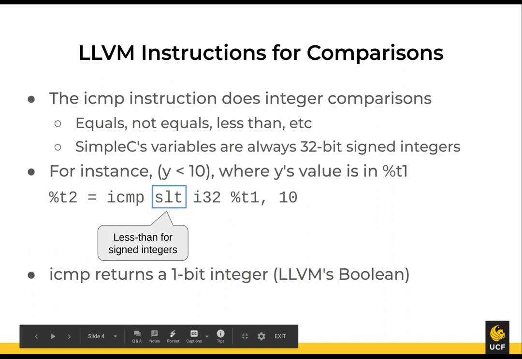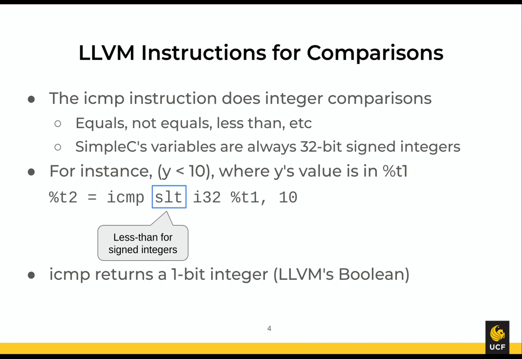So this SLT means less than for signed integers. And so LLVM has several different operands you can put here for the different kinds of comparisons you want. So for instance, equals, not equals, less than or equal to, greater than or equal to. So if you wanted to extend simple C even further to have greater than or equal to or other Boolean operations, you could use this operand.